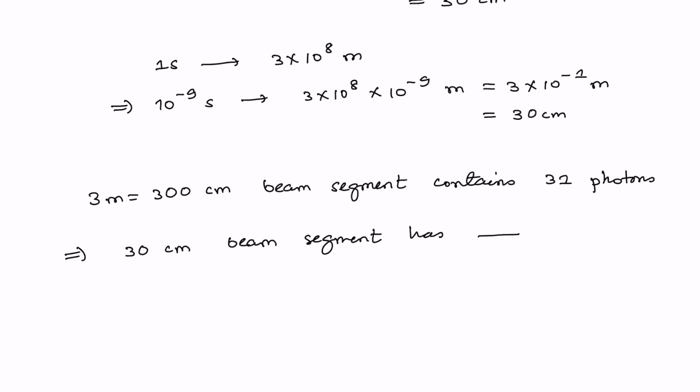You are going to get 31 divided by 300 into 30. So this is going to give you 3.1 photons. As you go on decreasing the length of the beam segment, you see the average number of photons is also getting reduced. By the way, 3.1 is the average number only, and because photons are discrete energy packets, the actual number has to be an integer.